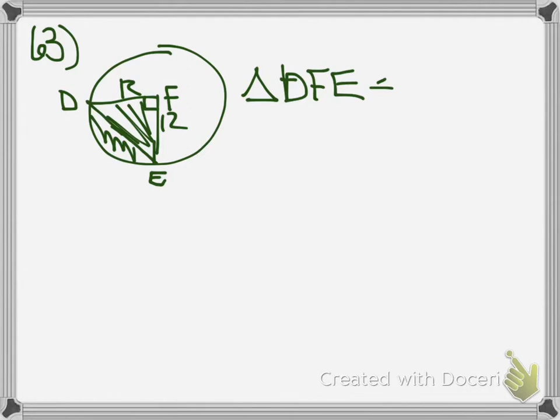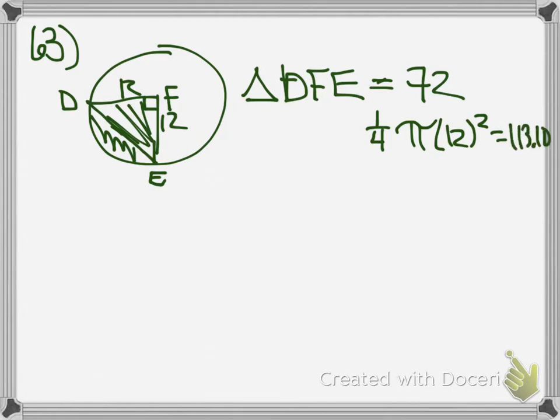Segment of a circle. I personally think, okay, so let's do this. Triangle DFE is going to be 72. Okay? This is a fourth of a circle. So if I do 1/4 pi r squared, so pi times 12 squared, I get, say, what do I get? I get 113.10. So if they ask for the triangle, that's your answer.